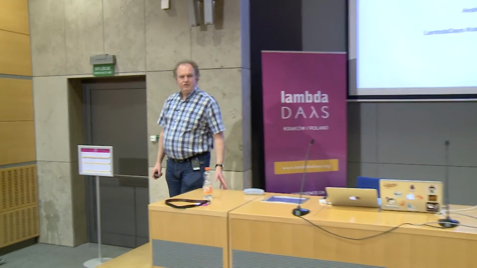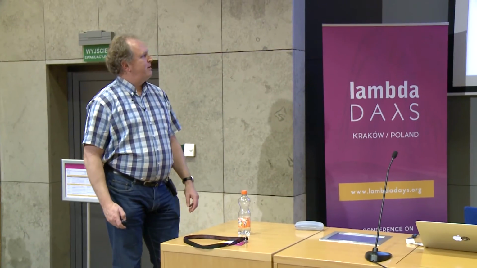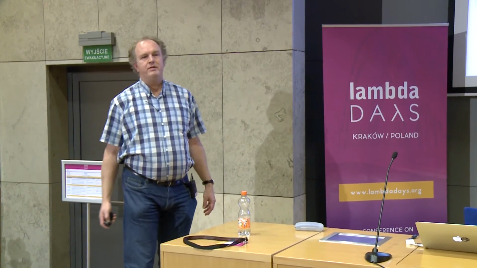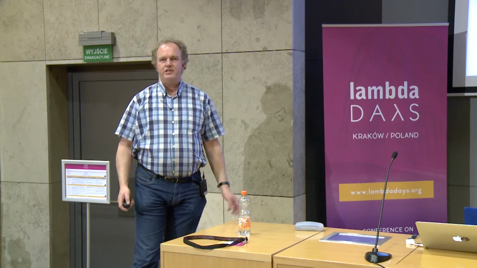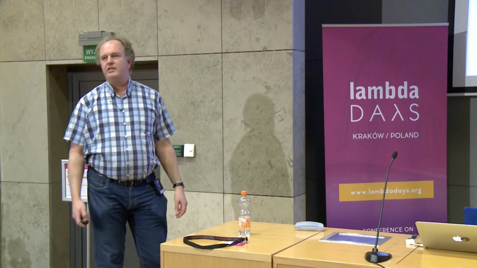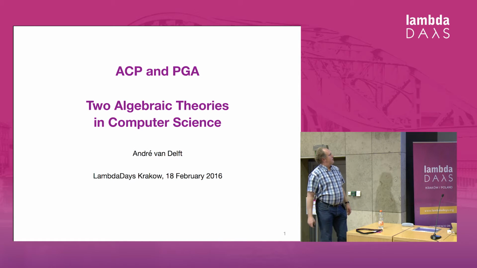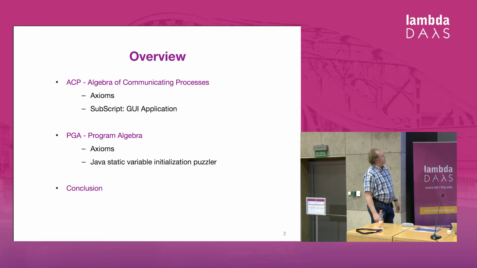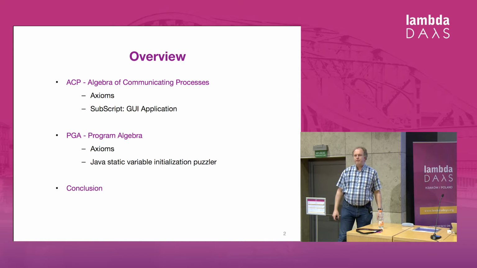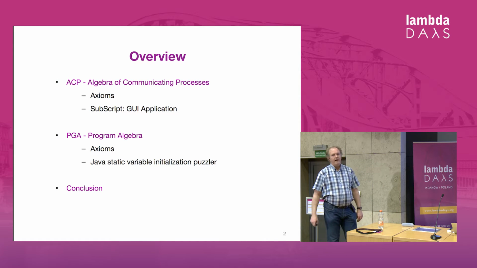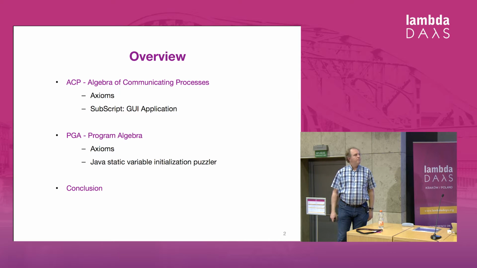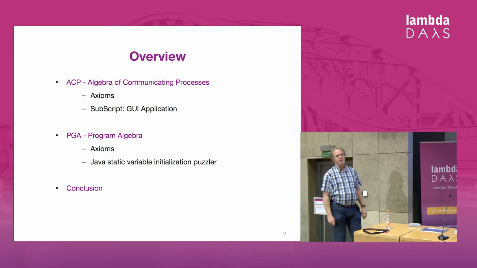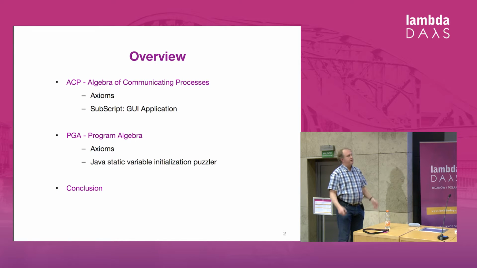Okay, so I'm going to tell about two algebraic theories, touch briefly upon it, and I hope to raise your interest to have further looks into the literature. So the first theory is called the Algebra of Communicating Processes. It's a process theory starting with axioms. And what can you do with it? One thing is base a programming language on it, and that's called SubScript, and I'll briefly show that.